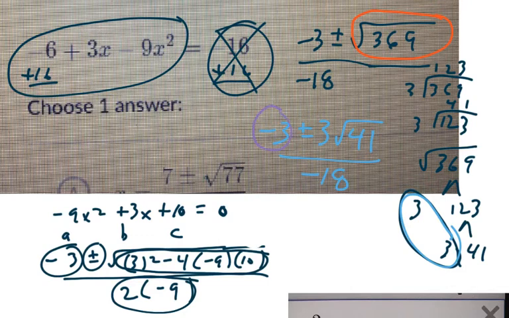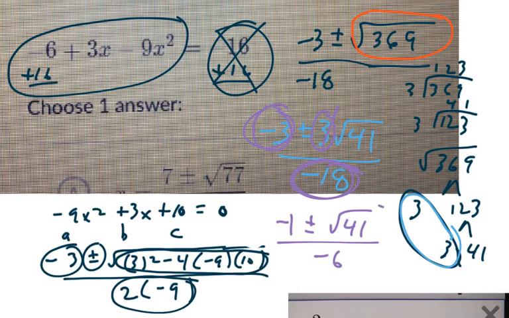Notice how all the numbers, guys, I can divide by 3. So I'm going to divide negative 3 by 3 right here. Negative 1 plus or minus. This 3 basically cancels out to 1. Square root of 41. Negative 18 divided by 3 is negative 6. And that's the answer you're going to choose down below in the multiple choice selection part.